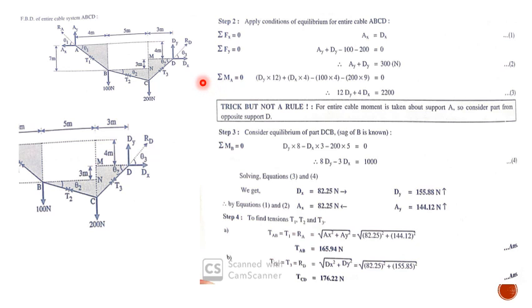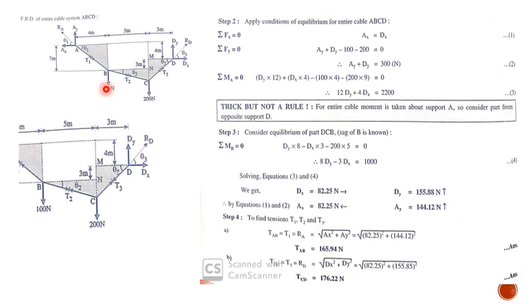Now take moments about point A. In the previous problem, because these two supports were at the same level, the moment of the horizontal component of the support was coming out to be 0. But here, because these two supports are not at the same level, we have to consider the moment about the horizontal force also. So if I take moment about A equals 0, I'll get DY multiplied by 12, it's an anticlockwise moment. Similarly DX multiplied by 4, which is again an anticlockwise moment.